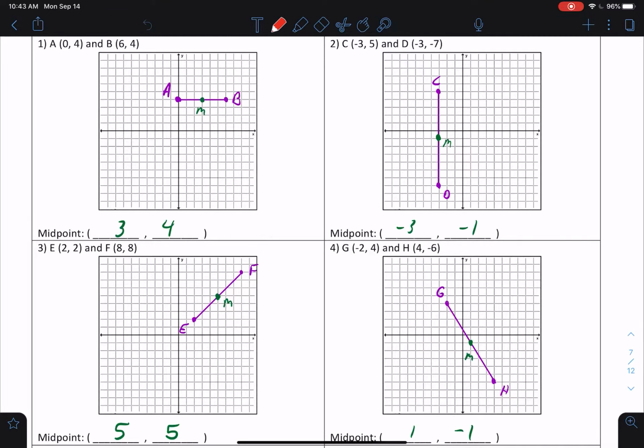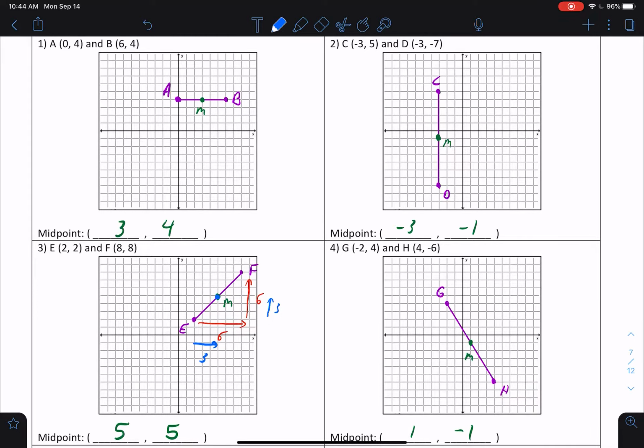how you move. So from like E to F, I go over 6, up 6 to go from (2, 2) to (8, 8). All right, so if I go over 6, that's from endpoint to endpoint. I don't want to go endpoint to endpoint. I want to go to the midpoint. So instead of going over 6, what if we just went over 3? And instead of going up 6, what if we just went up 3? So starting from E, if I go over 3, up 3, that's going to be the midpoint.